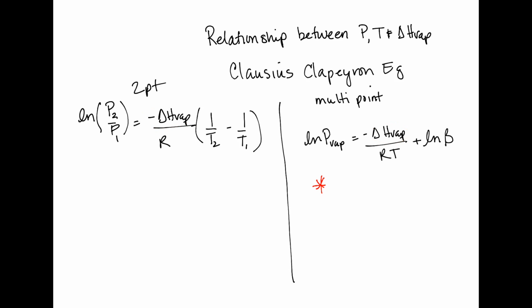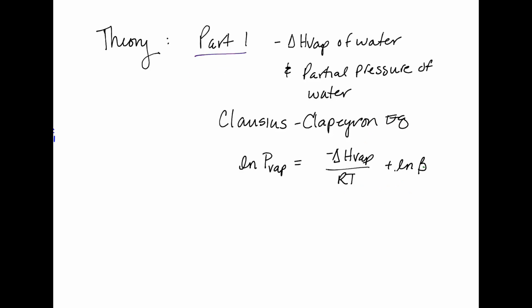The con is that you have to take many data points and you have to be able to make a graph and use that graph to find the delta H of vaporization. So in part one, we're going to be looking at the delta H of vaporization of water by studying the partial pressures of water. We're going to use this form of the Clausius-Clapeyron equation. We will need to be able to measure vapor pressures, and we'll need to be able to measure temperatures. We'll be able to find the delta H of vaporization of water by putting together a graph.